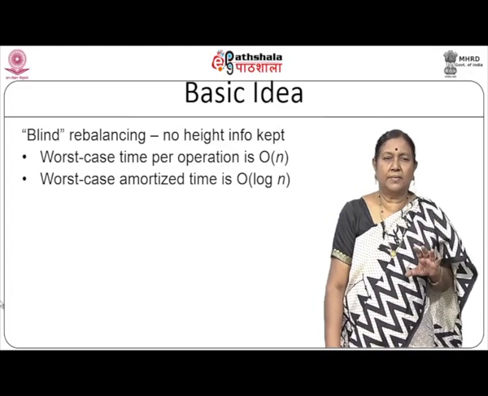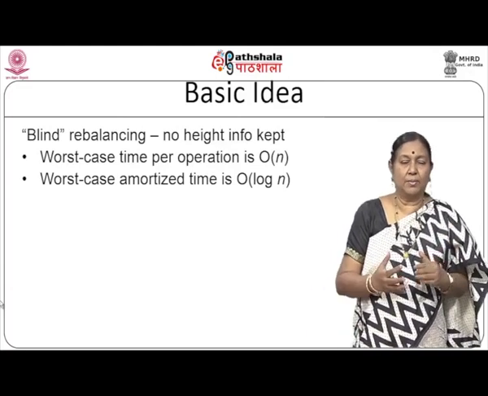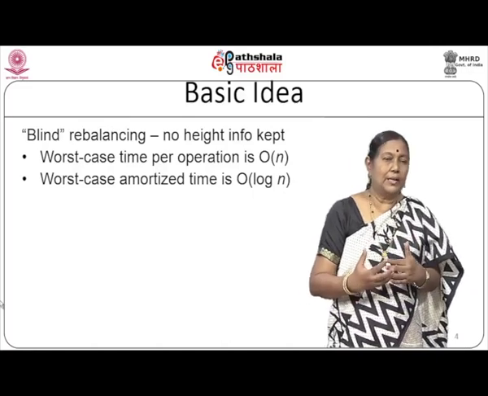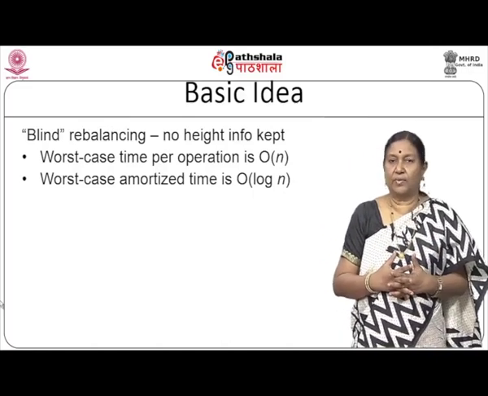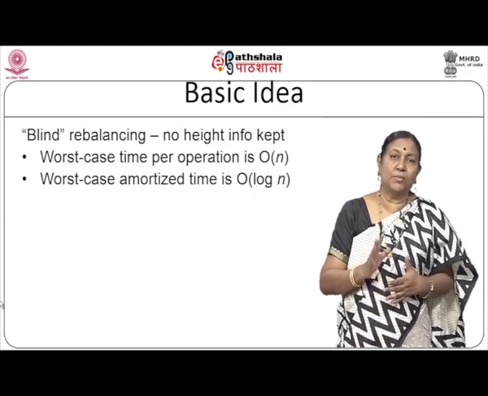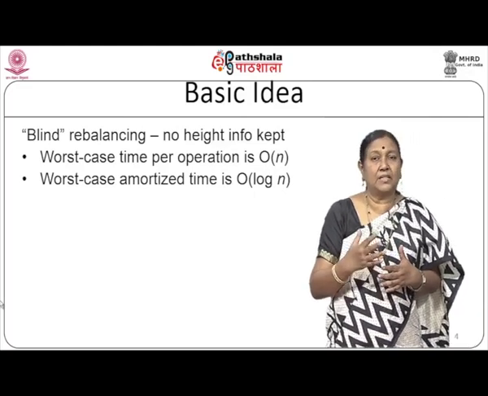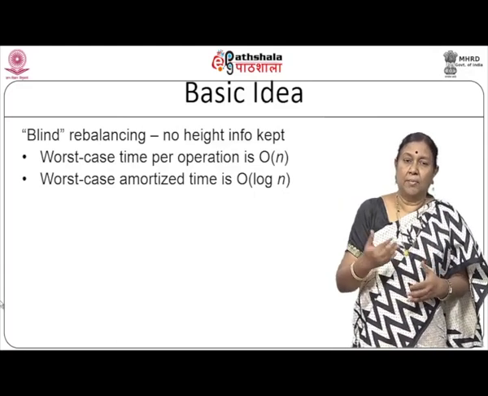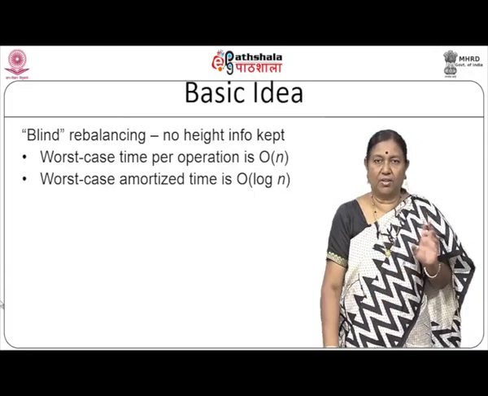Worst case amortized time, you remember what is amortized, we have already seen this, is the average over a number of n operations, which is of the order of log n. So, we are not guaranteeing that every time you do an operation it will be of the order of log n, which we did in balanced binary search trees, but we are saying that on an average the time will be of the order of log n.